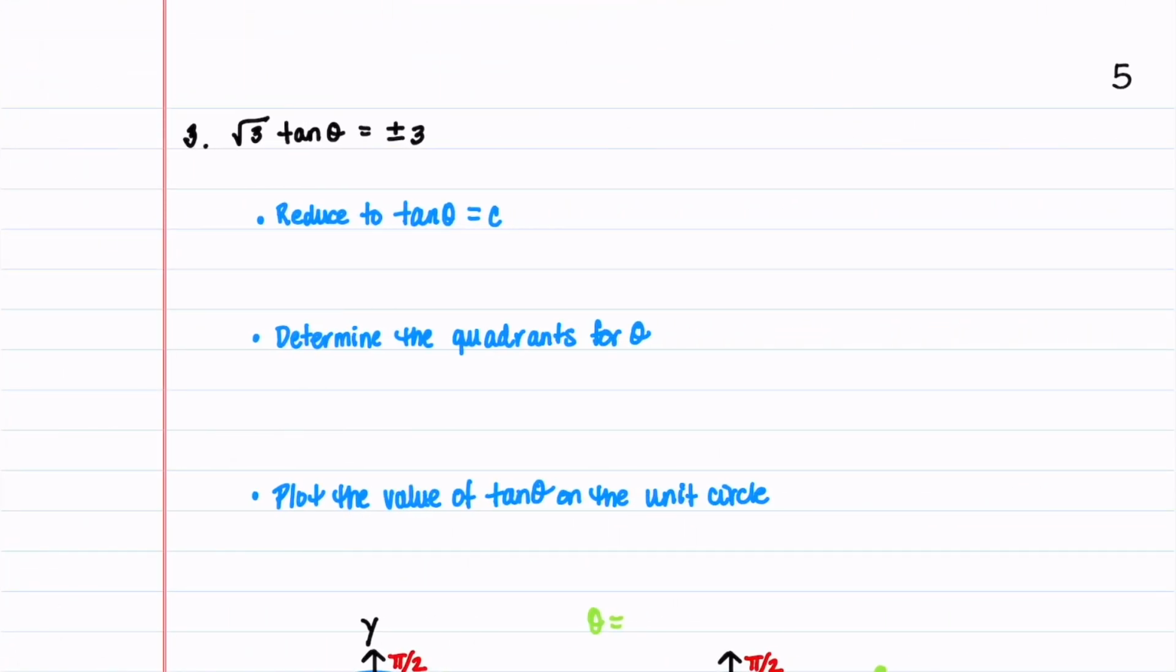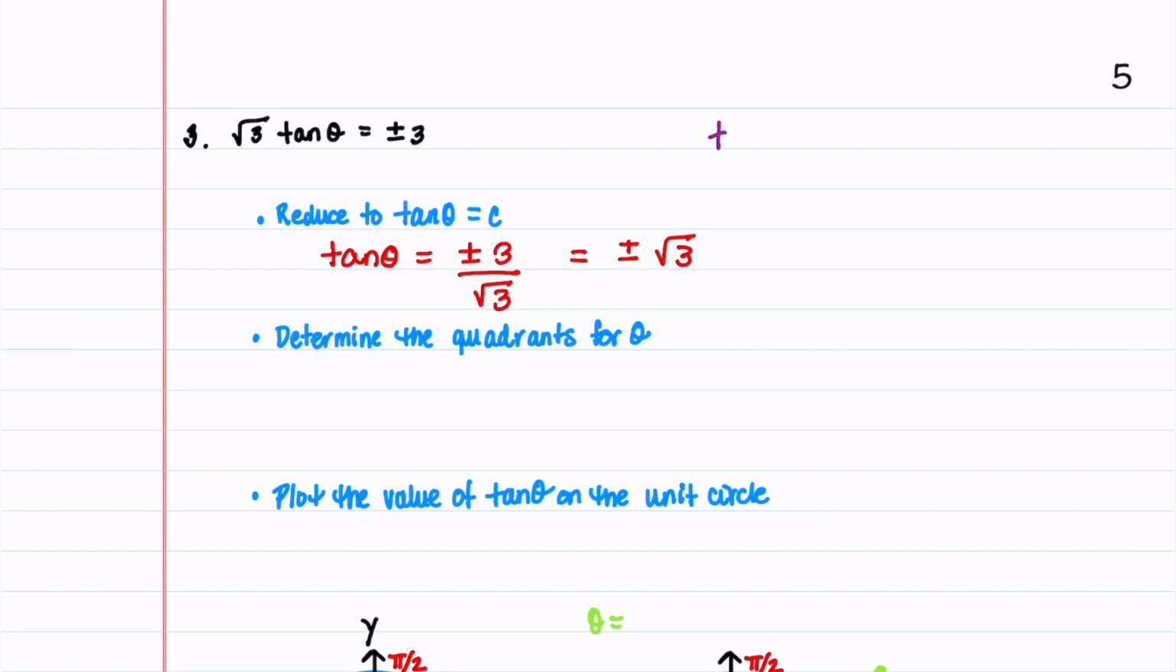The third equation that we're going to solve is root 3 tangent theta is equal to plus or minus root 3. We'll reduce it to tangent theta is equal to c by dividing each side of the equation by root 3. So that gives us tangent theta is equal to plus or minus 3 divided by root 3. This then simplifies to plus or minus root 3.